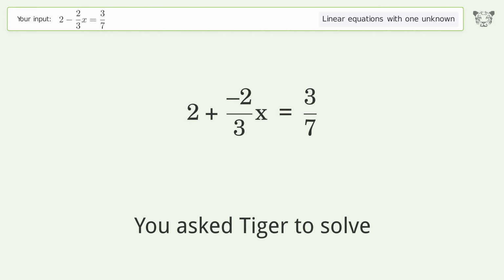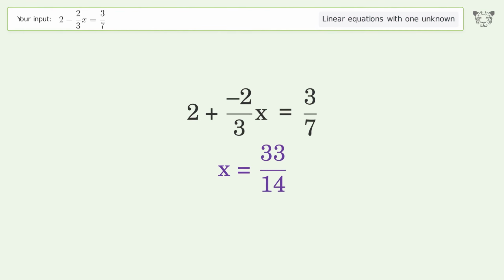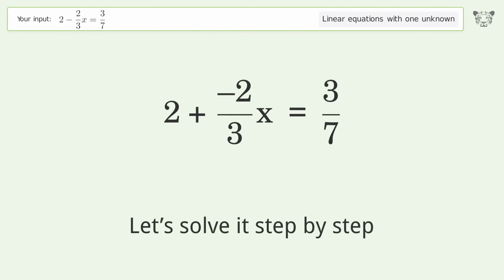You ask Tiger to solve. This deals with linear equations with one unknown. The final result is x equals 33 over 14. Let's solve it step by step.